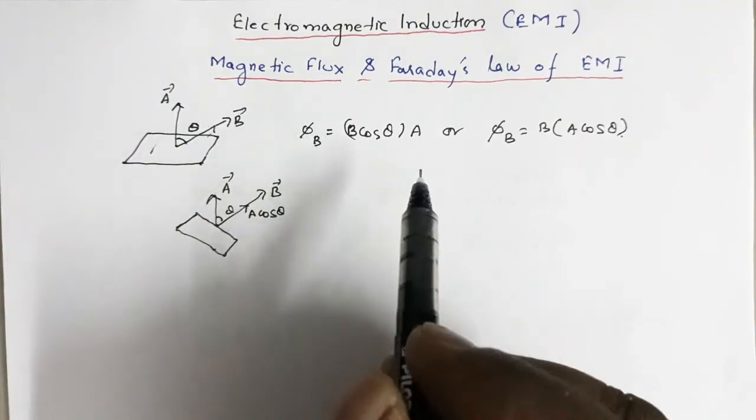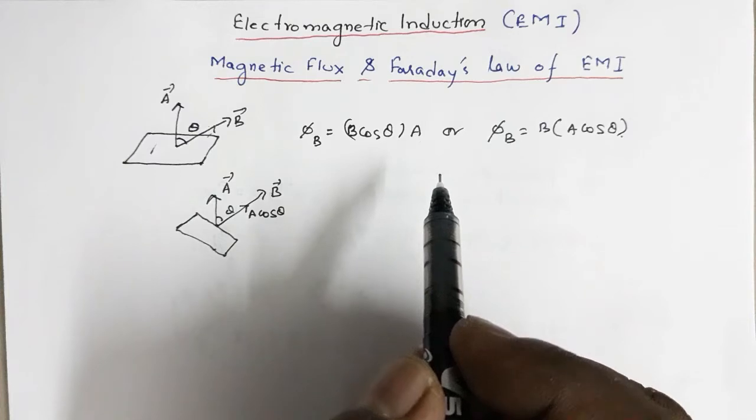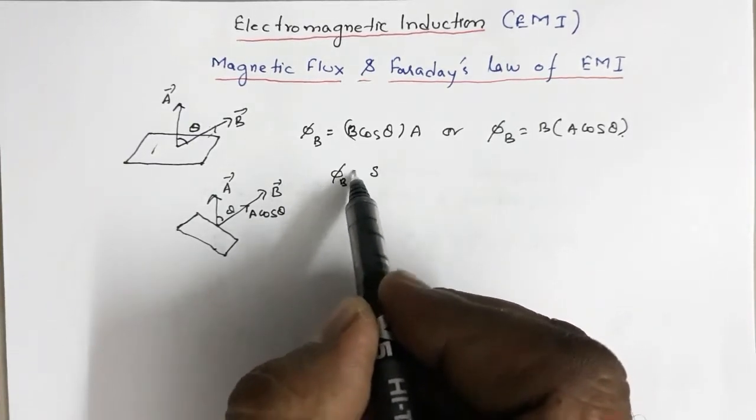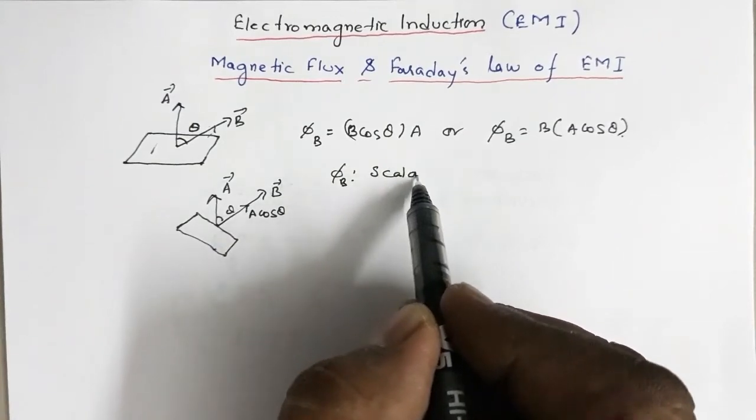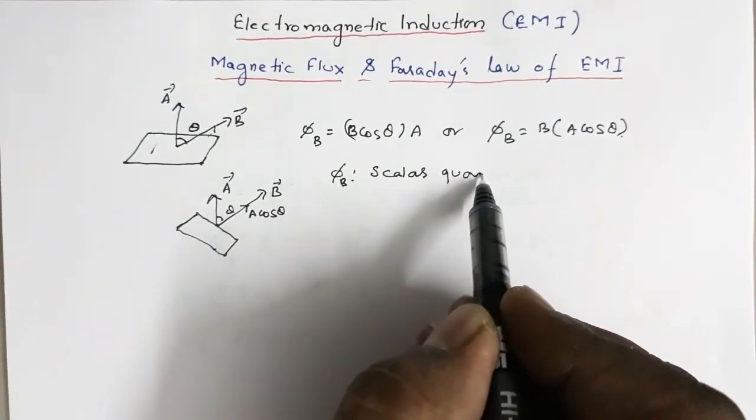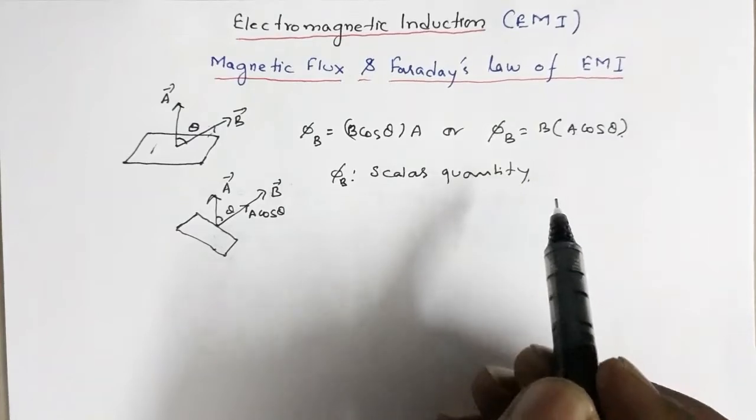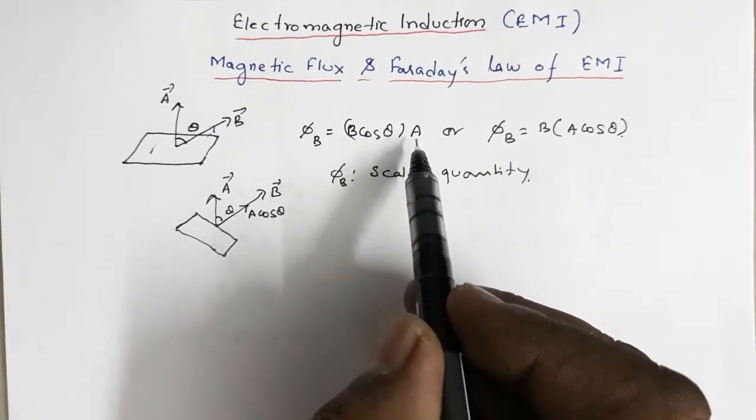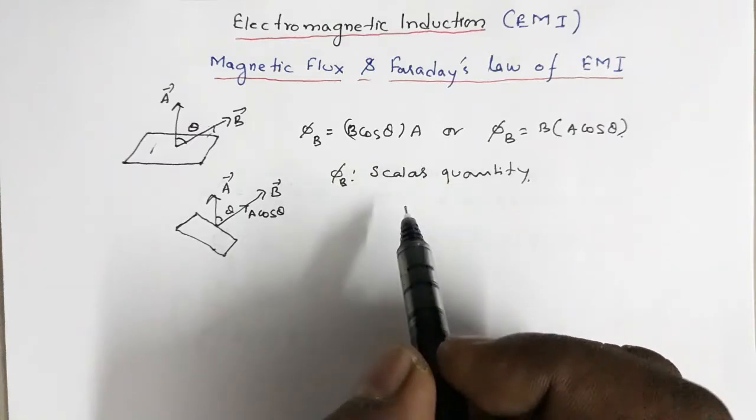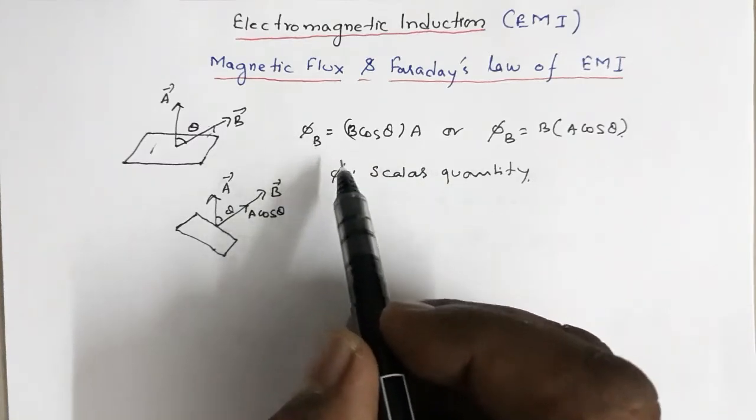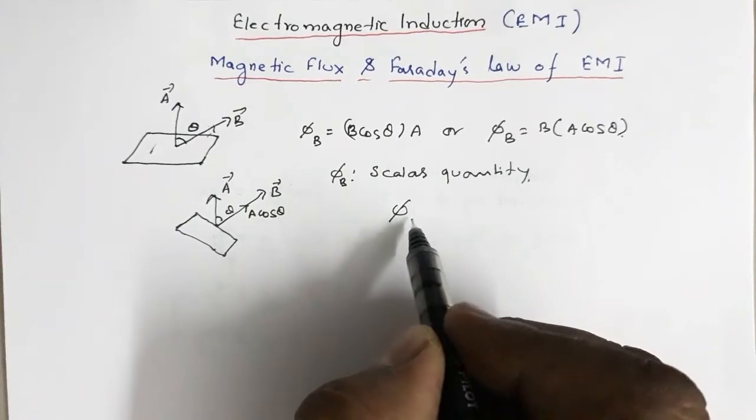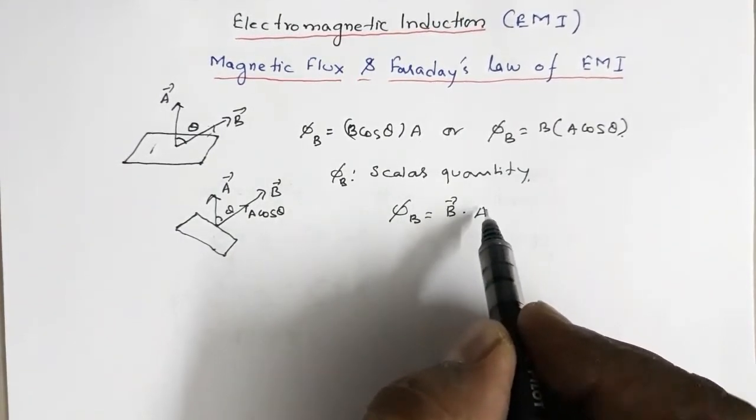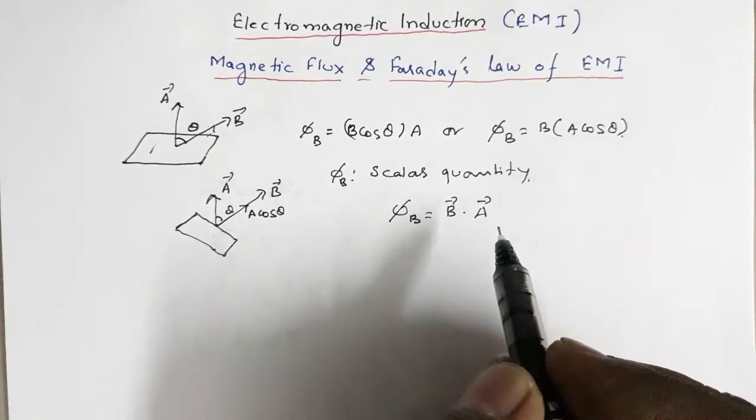This magnetic flux is a scalar quantity. Phi b is a scalar quantity. Though magnetic field and area vector are vector quantities, magnetic flux is a scalar quantity and it is expressed as the dot product of magnetic field and area vector.